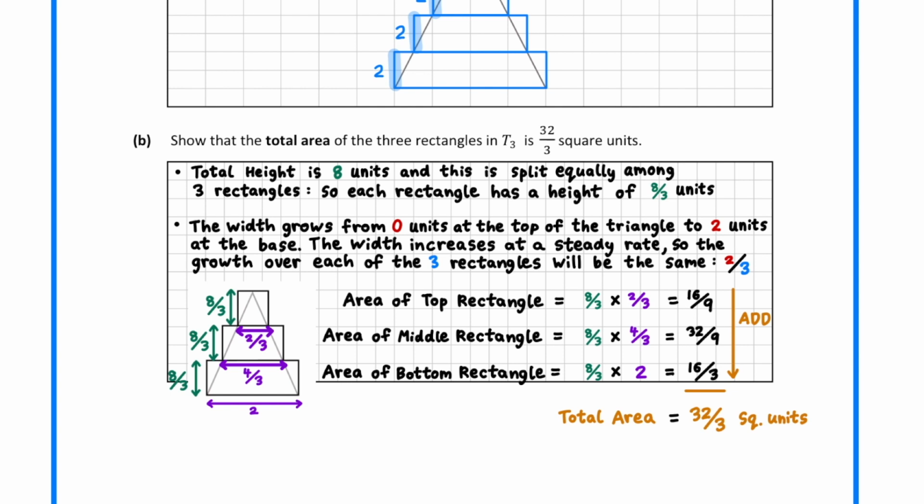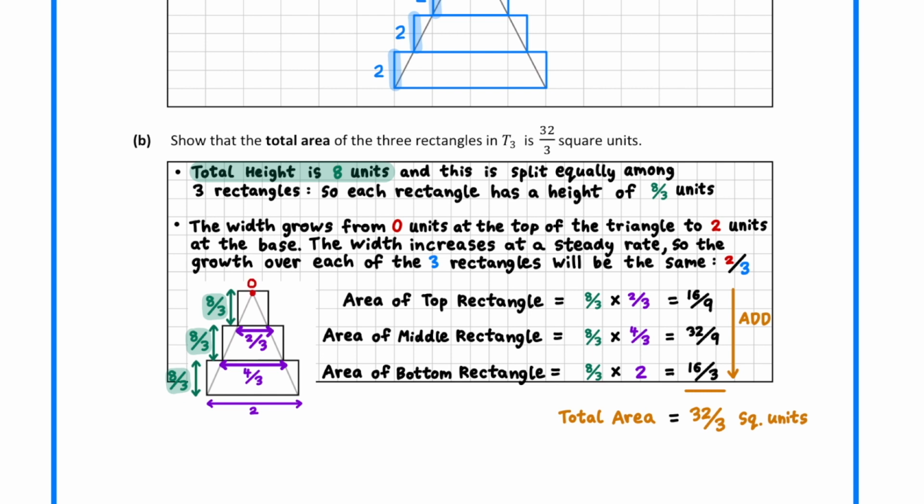In B, we must find the total area of the three rectangles in the third term. The triangle is 8 units tall, and this is evenly split among the three rectangles, so each rectangle will have a height of 8 over 3 units.